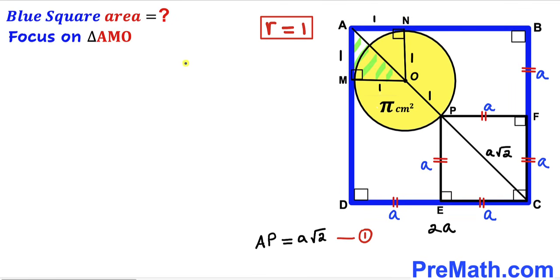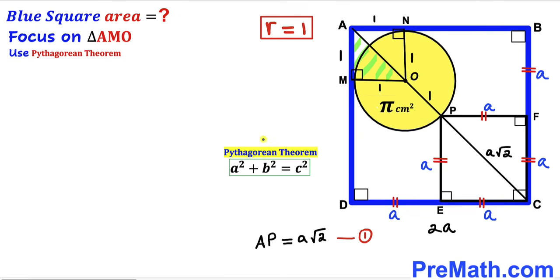And now let's focus on this right triangle AMO, and we are going to apply the Pythagorean theorem on this triangle. And here's our Pythagorean theorem once again: a square plus b square equal to c square. In our case, our hypotenuse is this segment AO, whereas our 2 other legs are 1 and 1. Let's go ahead and fill in the blanks in this Pythagorean formula.